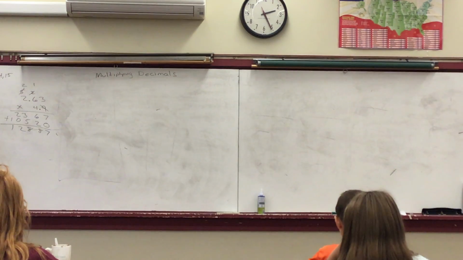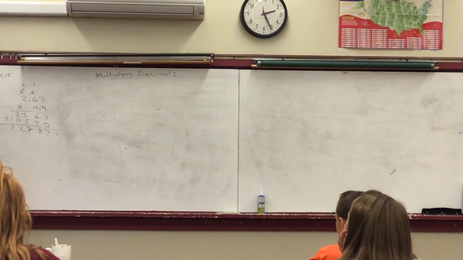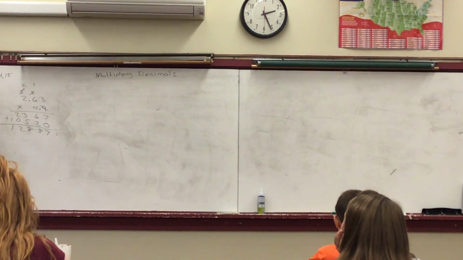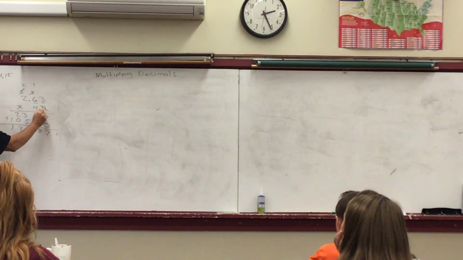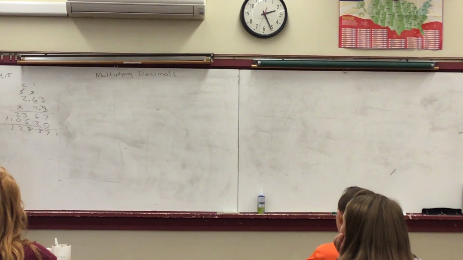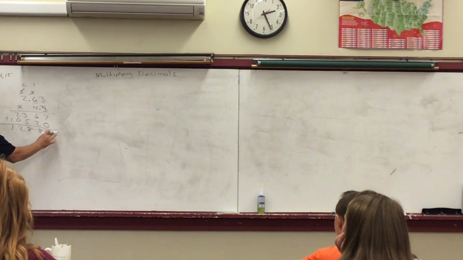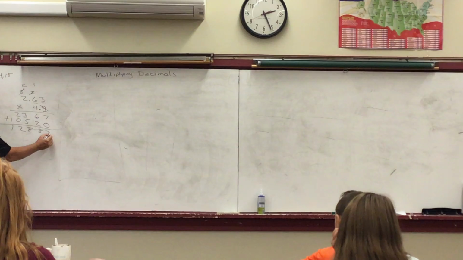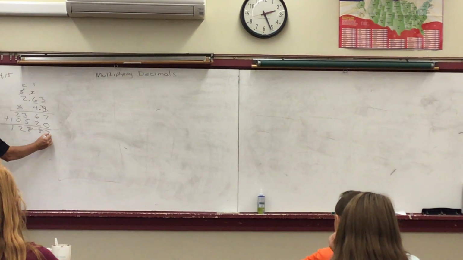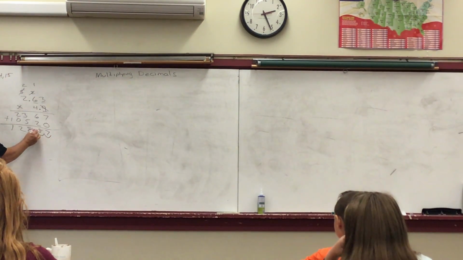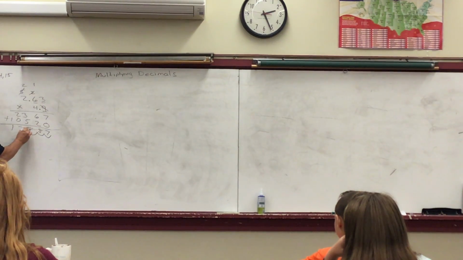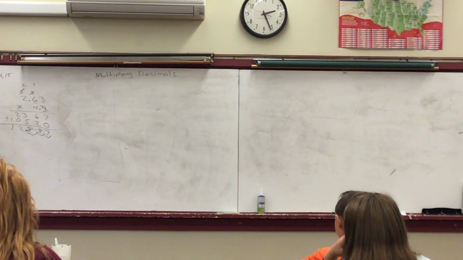Now, we see how many numbers there are to the right of the decimal in our problem, and we put the same number to the right of the decimal in our answer. We have 2 here and 1 there, so we have a total of 3 numbers to the right of the decimal in our problem. So we need to have 3 numbers to the right of the decimal in our answer. Something you can do: start here and make 3 loops. 1, 2, 3. And so our decimal would go between the 2 and the 8.